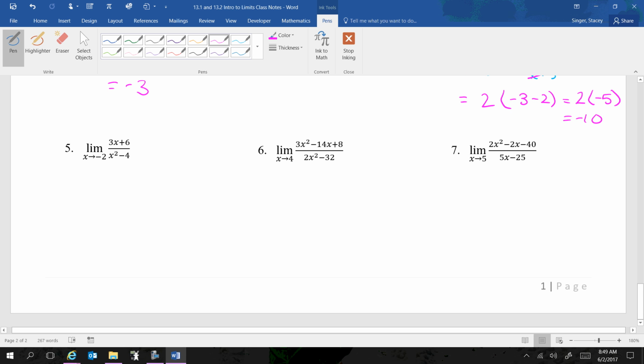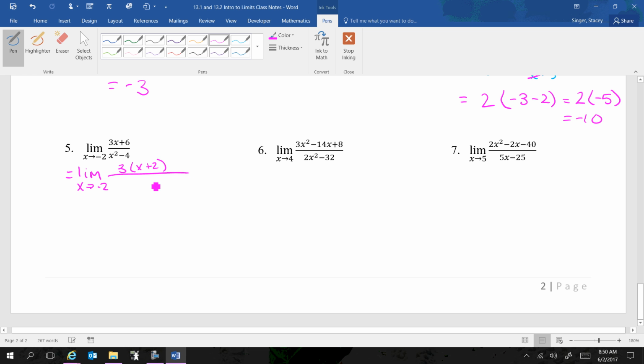Number 5. If you want to help, that's fine. Number 5. If I plug in negative 2 into my denominator, I would get 0, correct? Negative 2 squared would be 4 minus 4 would give me 0. So 5, 6, and 7, I have to factor my numerator and my denominator, because all my denominators will factor for those. So if I factor the numerator, 3x plus 6, what would I get? Three times the quantity x plus 2.